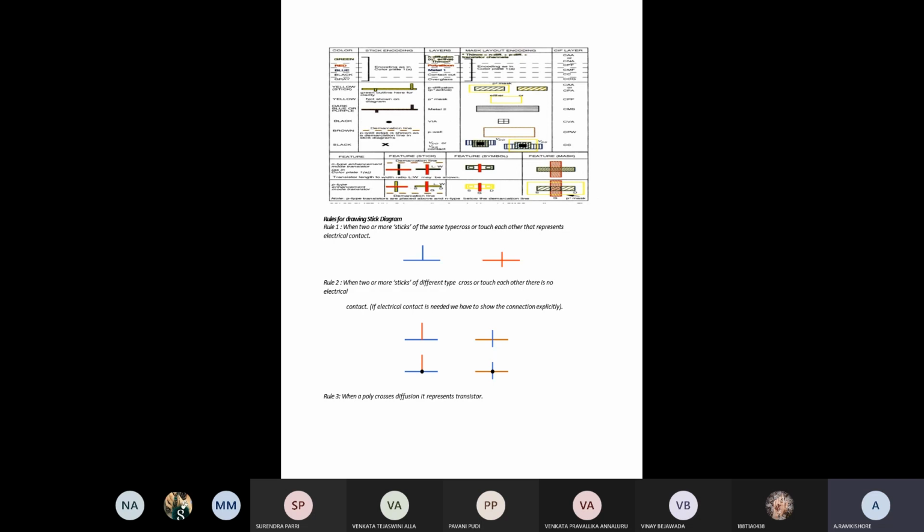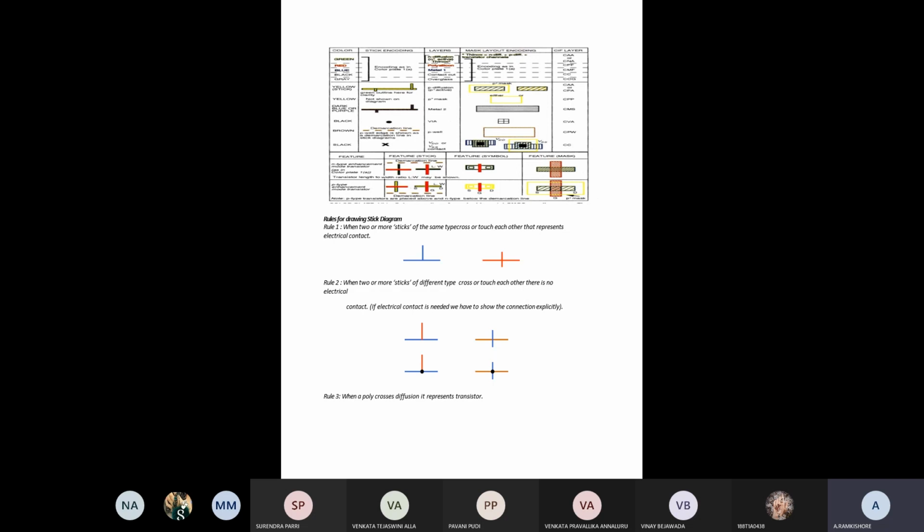This is also explained in this diagram. Whenever we are crossing in the above two cases, there will be no electrical contact. If you want to create a contact between one layer and another layer, here we have to use a contact. That means it will be a dotted representation, a thin dot representation. Clear? So next one, rule number 3: when a poly crosses diffusion, it represents a transistor.